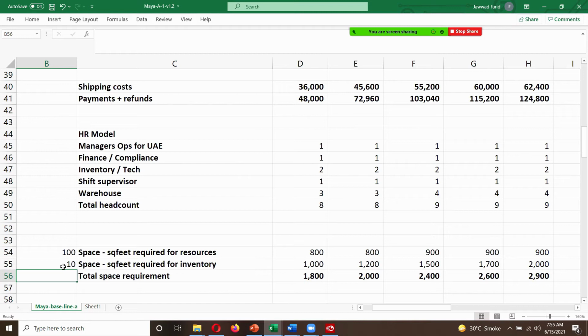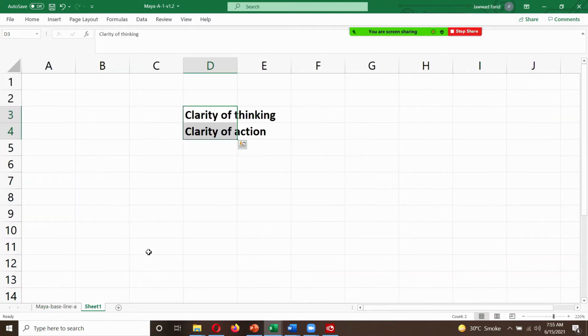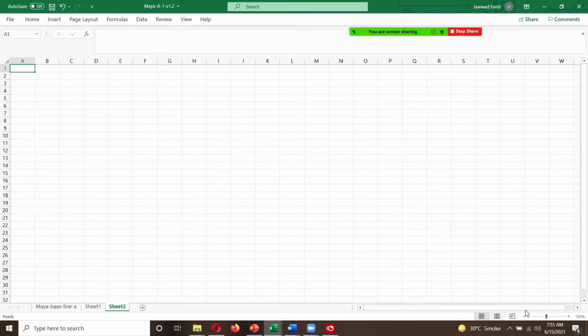These are all step functions. Step function basically means that you were at one level of threshold and then you've suddenly jumped up to the next threshold. So in Maya's case, let's just do a third graph, third sheet.